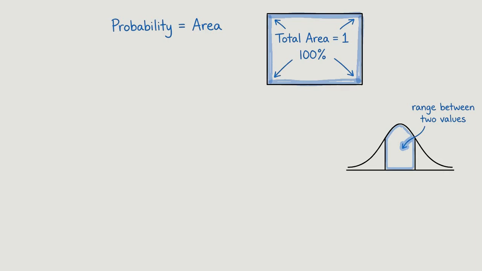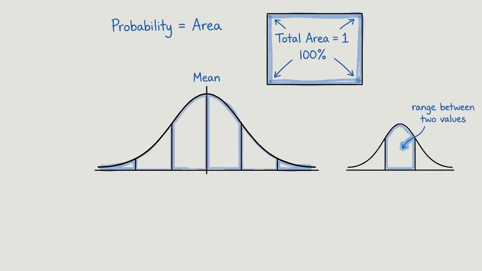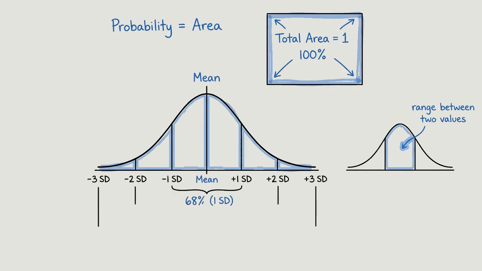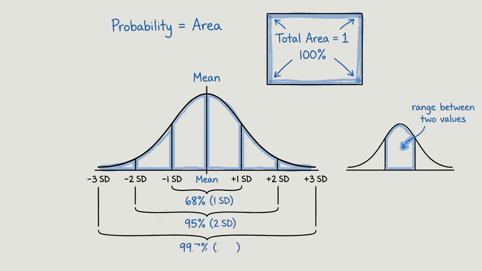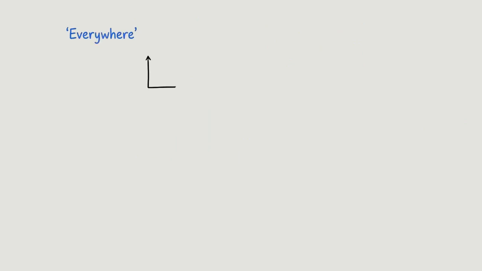those two values. This leads to one of the most useful facts about the normal curve, called the empirical rule. About 68% of values fall within one standard deviation of the mean, about 95% fall within 2, and about 99.7% fall within 3. This gives us a fast way to judge what's typical and what's unusually far from average.